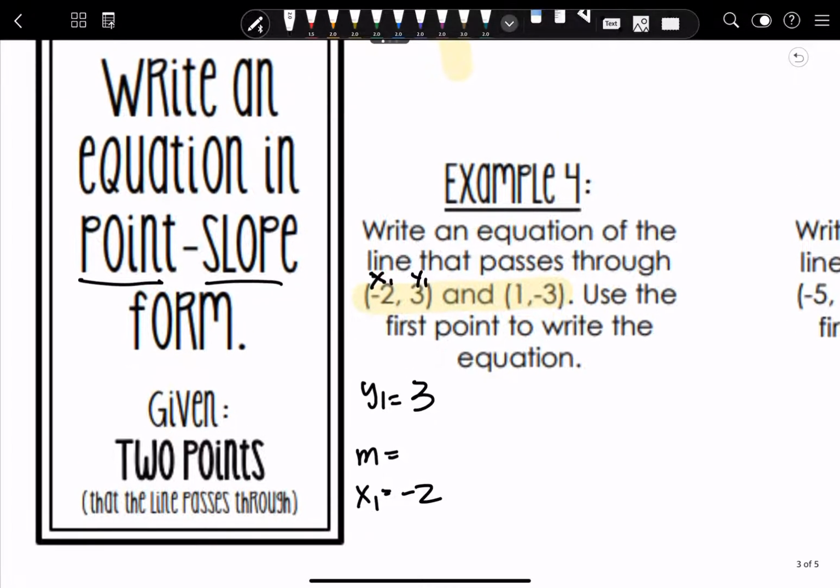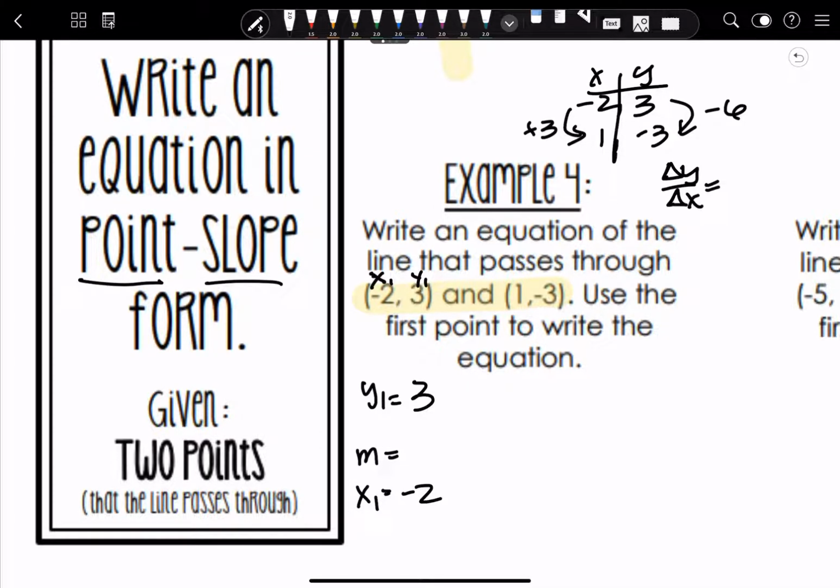But we're going to have to find our slope. And this is just like those other notes that we did, and they didn't give it to us, so we have to go back and find the slope for them because they couldn't do this part for us. And you'll notice I'm using the t-chart method here. 3 to negative 3, you're subtracting 6. Negative 2 to 1, you're adding 3. Change in y over change in x. Negative 6 over 3. When you simplify that, you're going to get negative 2. So my slope, that means, is negative 2. And now I can write my equation.